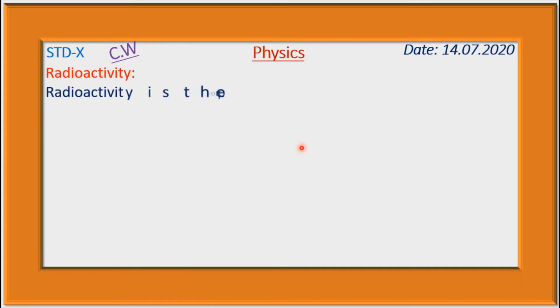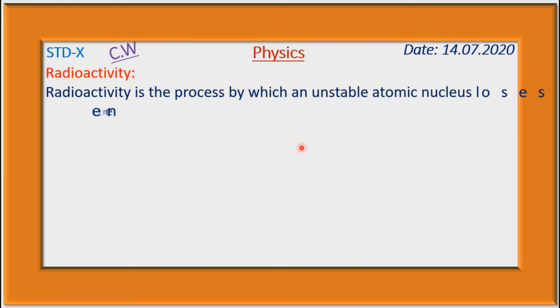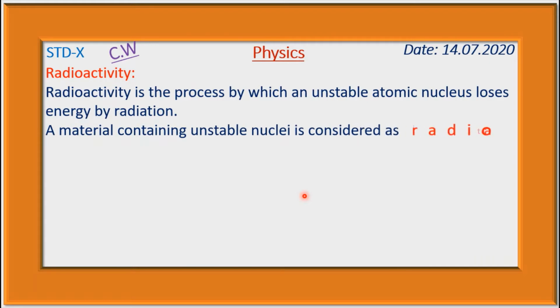Radioactivity is the process by which an unstable atomic nucleus loses energy by radiation. That is, radioactivity is a process by which an unstable atom emits radiation. A material containing unstable nuclei is considered radioactive material.